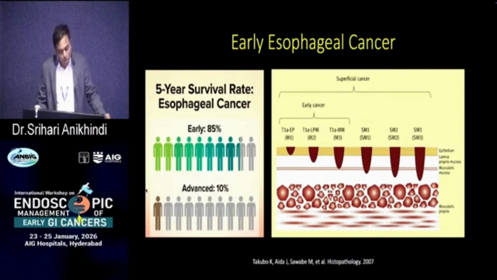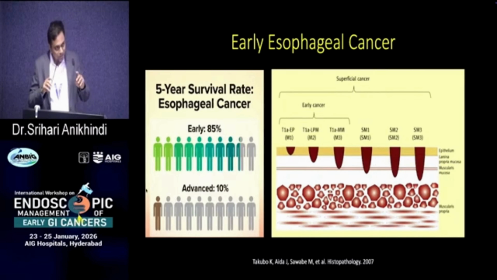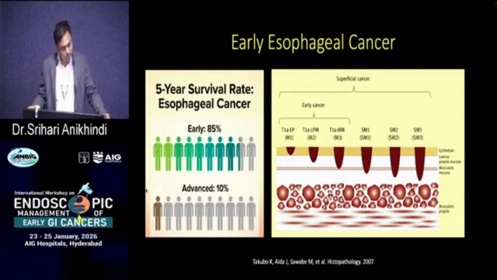So when we talk of early cancers, in the true sense, early cancers are T1A lesions, which are limited to the mucosa. And there is also superficial esophageal cancer, which includes both T1A and T1B. That is lesions which are localized to the mucosa and submucosa.